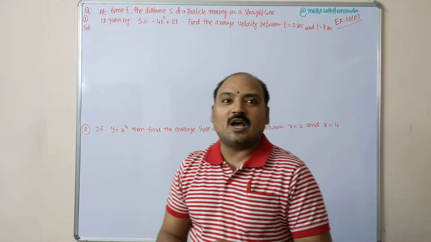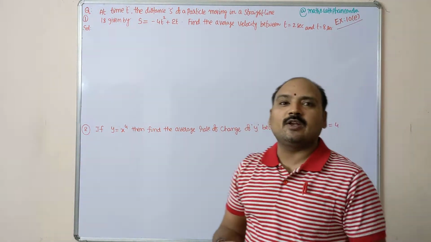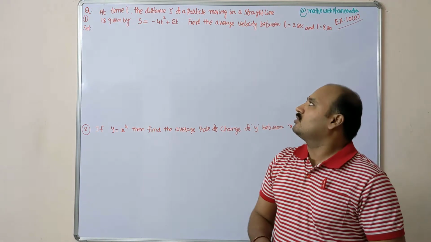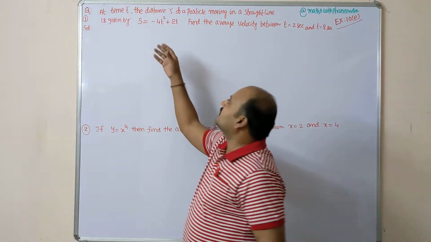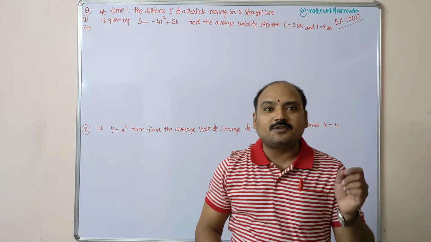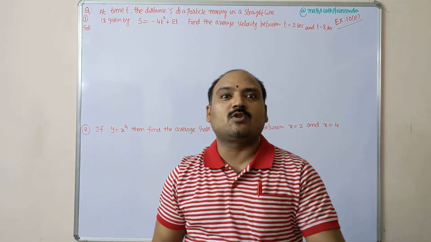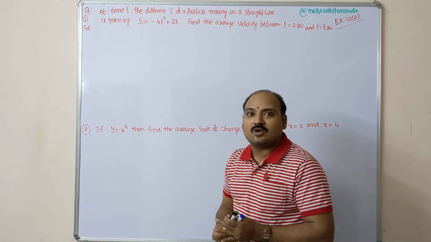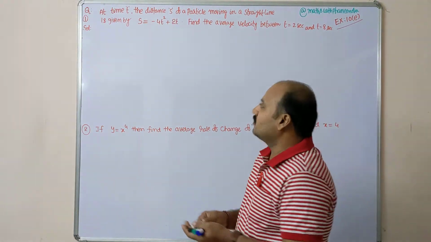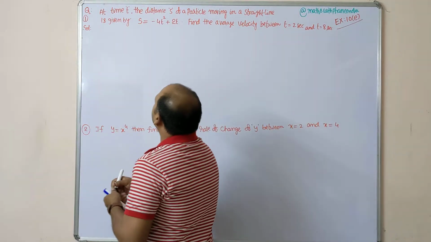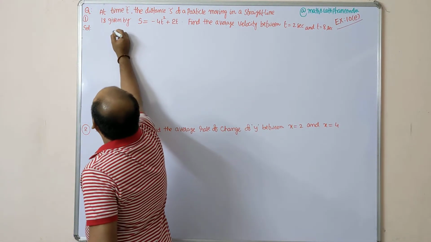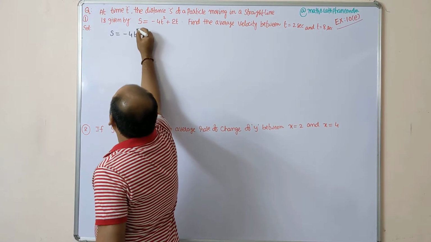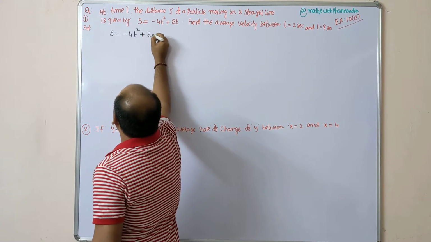So first we will calculate velocity, and the average velocity we will calculate later. What is velocity? S is distance here. The rate of change of displacement is called velocity. So the rate of change of displacement is what? ds by dt. The given information is s equal to minus 4t square plus 2t.